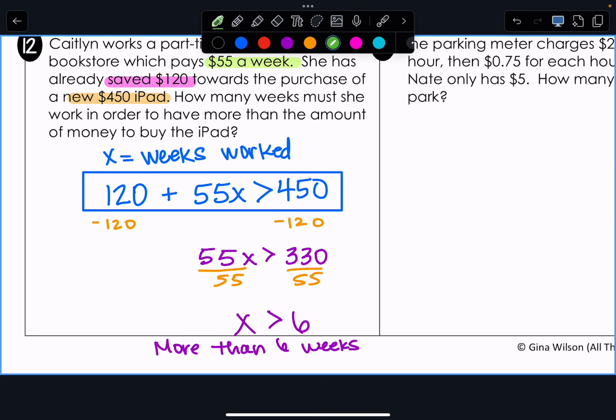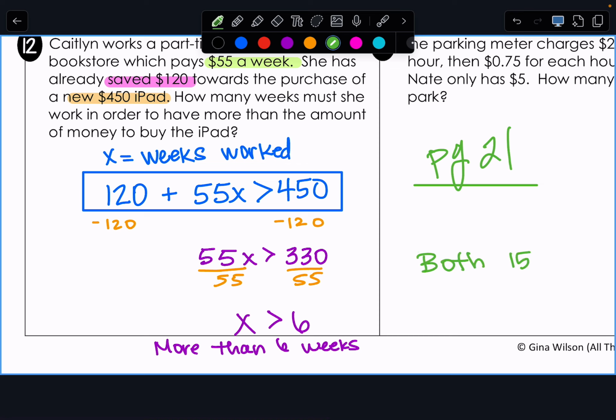Okay, this is what you're going to do. You're going to turn to page 21. Now there are 8 problems on page 21, and I don't want you to do all of them. I for sure want you to do both number 15 and number 16. Yep, it's your assignment. And then you're going to choose 3 from numbers 9 through 14. So you're going to do a total of 5, but you're going to choose 3 of these problems and do both of these. Does that make sense?